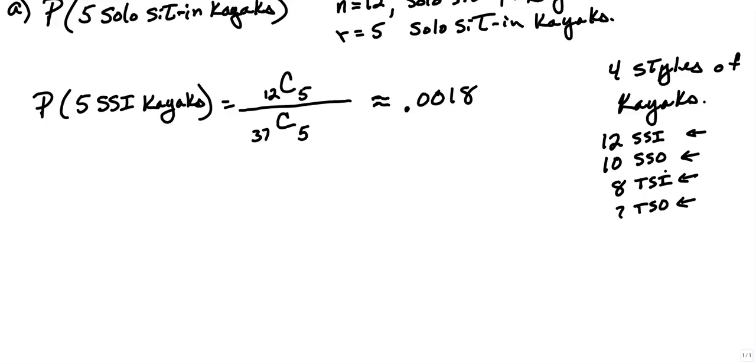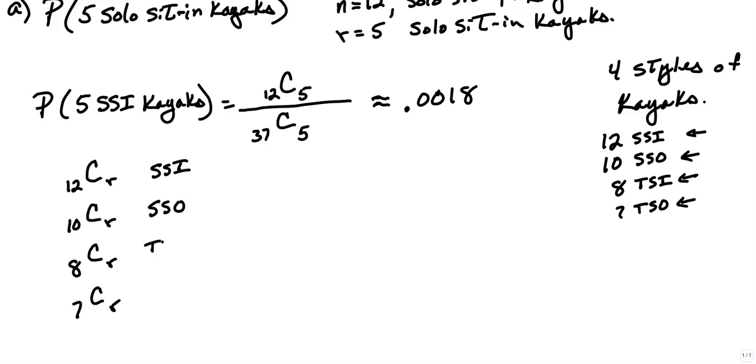Keep in mind that if I'm going to do combinations for this, for the solo sit-ins, I would write this as 12C, and then I'm going to have my R, depending on how many I'm going to choose. And like I said, that's for the solo sit-ins. I could also write for the solo sit-ons 10C and an R, that would be the amount that I'm going to choose. Then for the other 2, I would write these templates, for my tandem sit-ins and my tandem sit-ons.